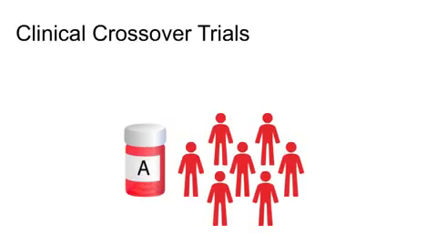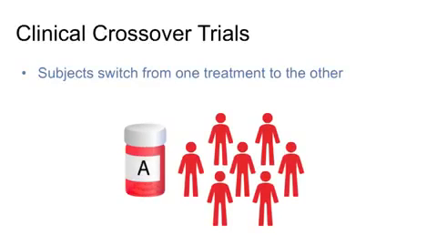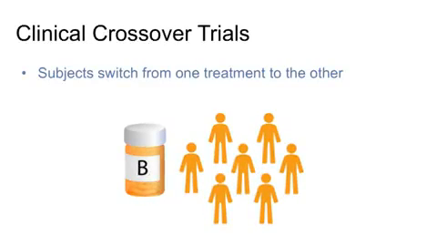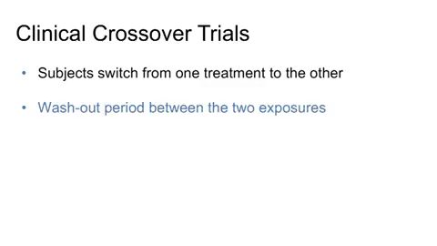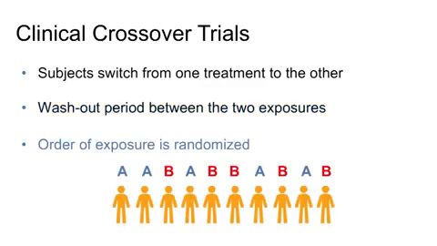In a clinical crossover study design, subjects switch from one treatment to another after a certain period of time. They cross over to the other treatment or exposure. As we don't want the effect of the first treatment to carry over when a person switches to another treatment, there is usually a period in between the two exposures called a washout period when no treatment or exposure is given. The order that the exposure or treatment would be given is randomized, but the same participants are involved in each part of the trial.